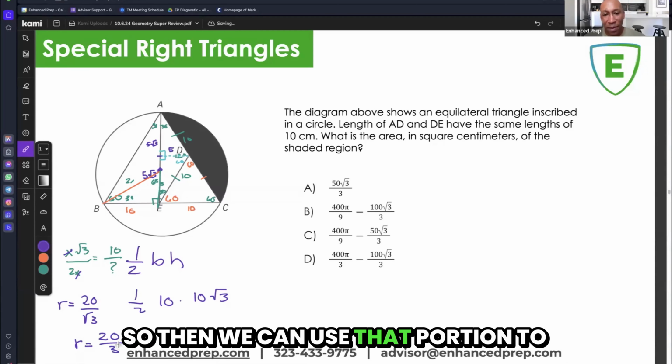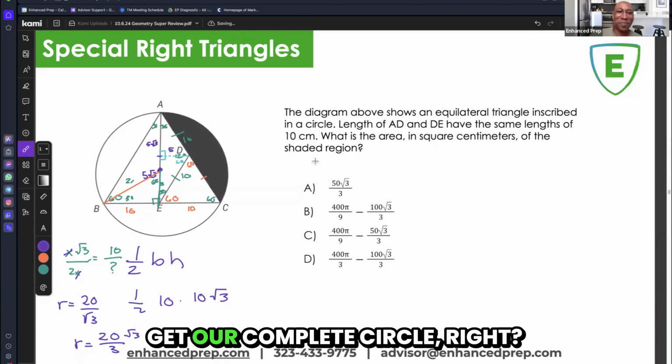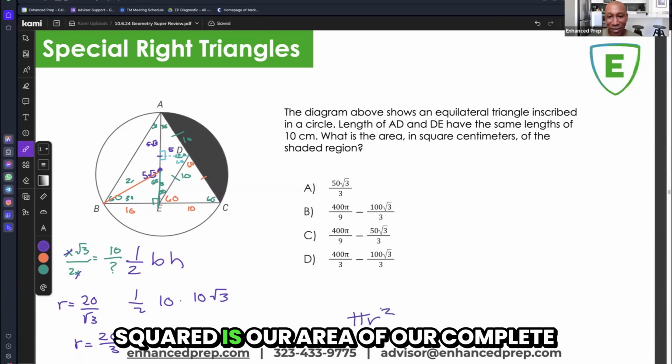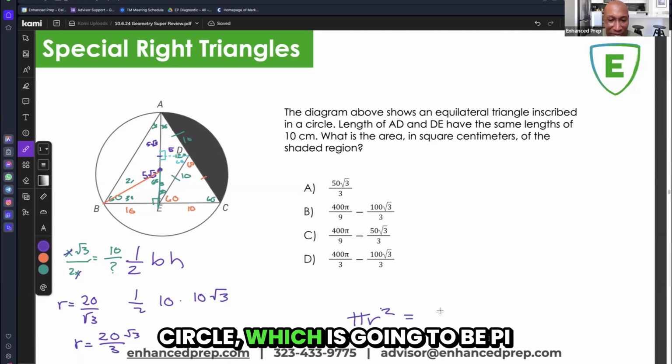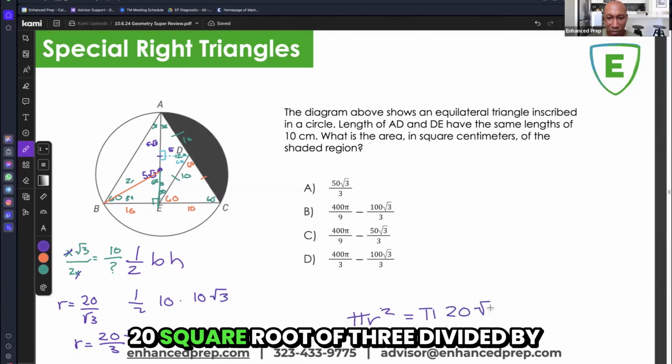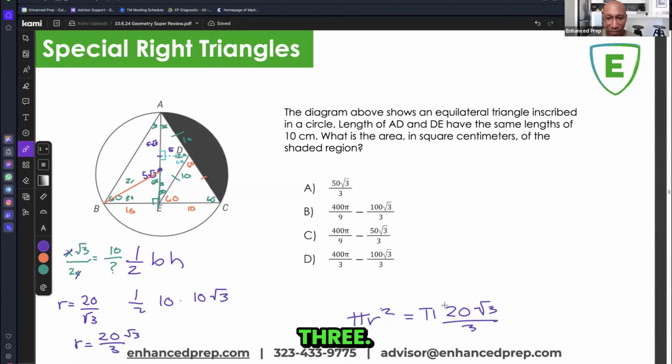So then we can use that portion to get our complete circle, right? Because we know that pi r squared is the area of our complete circle, which is going to be pi times 20 square root of 3 divided by 3. And that's going to end up squaring that one. So we're going to get pi times 400. And then that's going to be divided by 3.